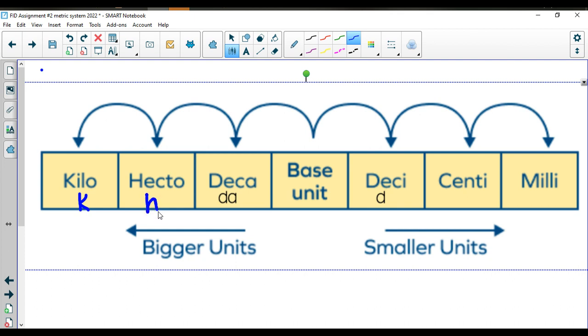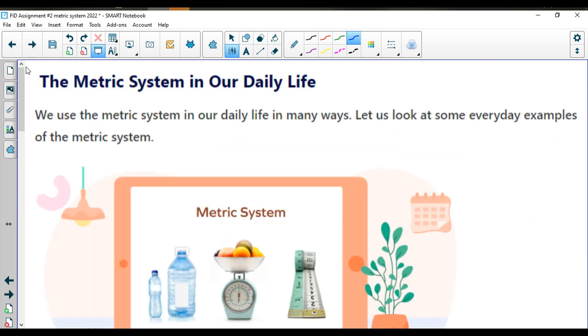Hecto would just have the letter H. Deca is special. It's going to actually have DA to represent it. And then here we have our base unit. M is going to be meter, capital L would be for liter, and a lowercase g would be for gram. When we talk about deci of these, we use a lowercase d. Centi, we start with a lowercase c. And for milli, we start with a lowercase m. So you're going to see those abbreviations when we actually go to do our conversions.